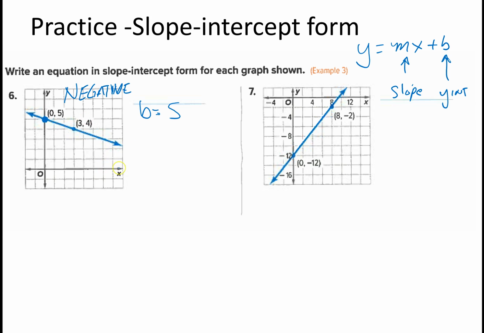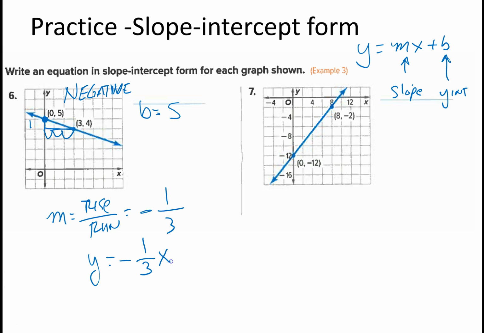Let's count. So my slope here is rise over run. Remember, it's negative. So I go down 1, 2, 3 over 3, 1/3. So my equation is y equals negative 1/3 x plus 5.